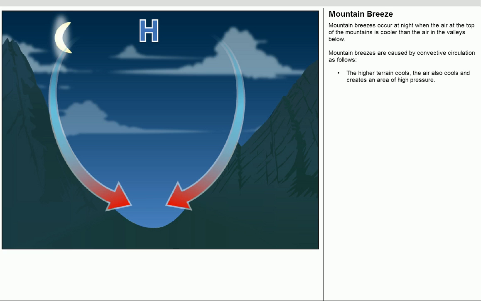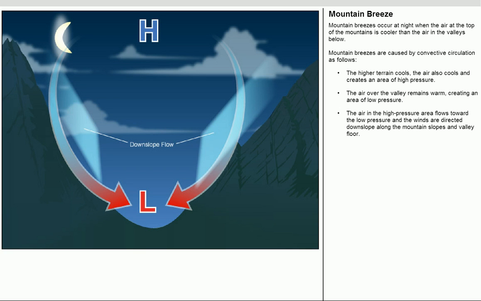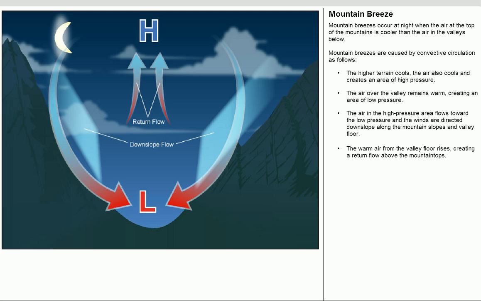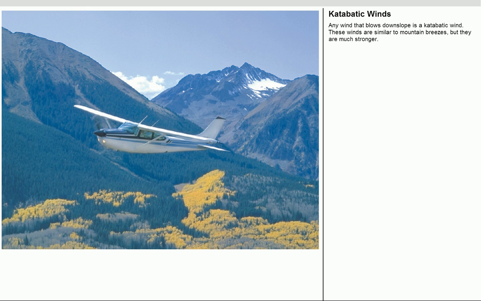As it does with other breezes, convective circulation causes the mountain breeze. As the higher terrain cools, the air also cools and creates an area of high pressure. The air over the valley floor remains warm, creating an area of low pressure. The air in the high-pressure area flows toward the low pressure, and the winds are directed downslope along the mountain slopes and valley floor. The warm air from the valley floor rises, creating a return flow above the mountaintops. This return flow is called the anti-mountain wind.